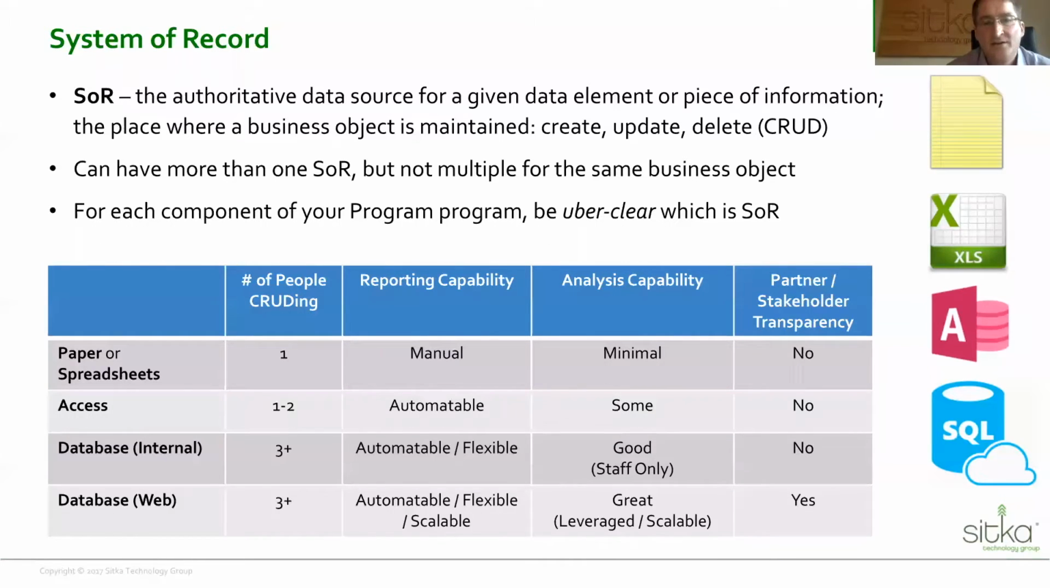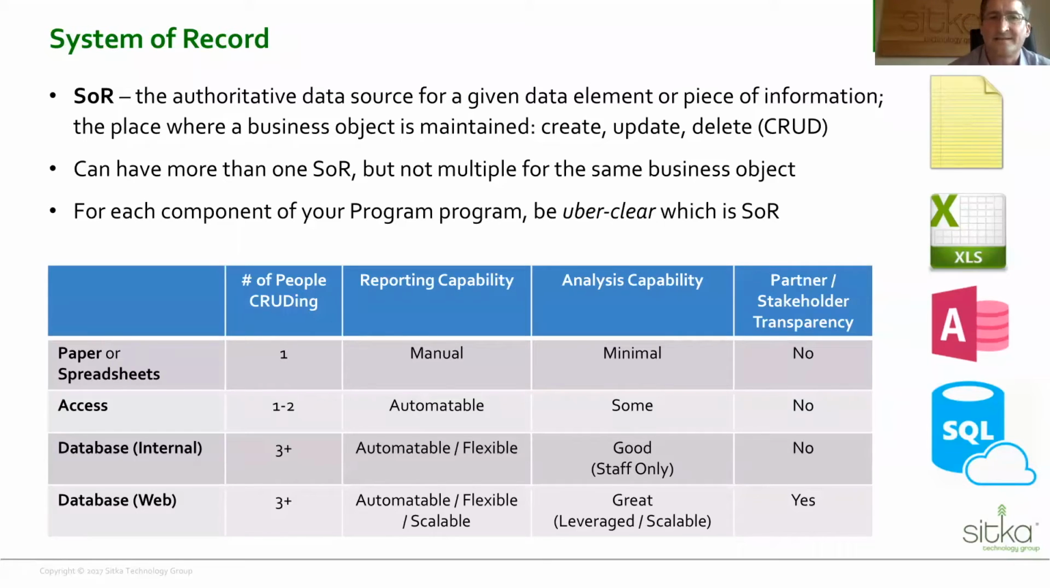As the second bullet point out, you can have more than one system of record within a program. You just don't want to have multiple for the same thing, because when you do that, you've got multiple places to update information. You have chances for information to diverge and be contradictory. And so just make sure that for each component of your program, you're real clear what is the system of record.